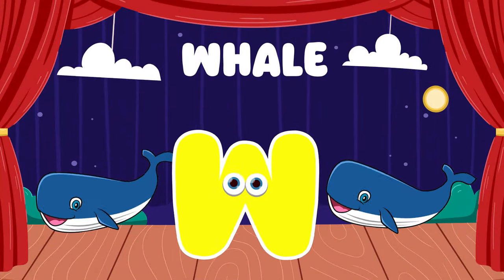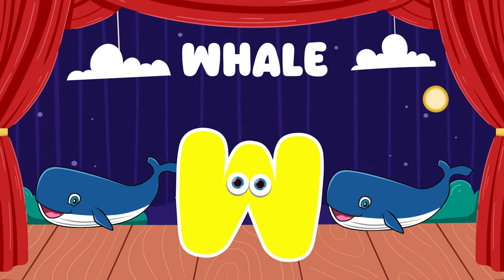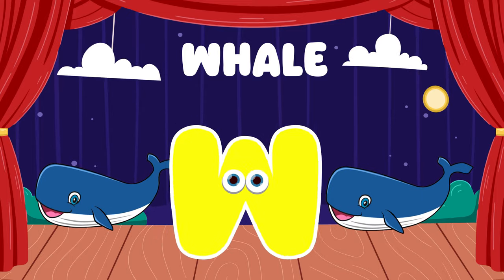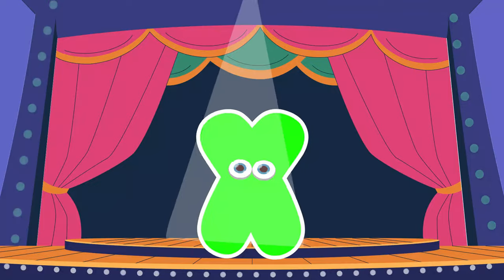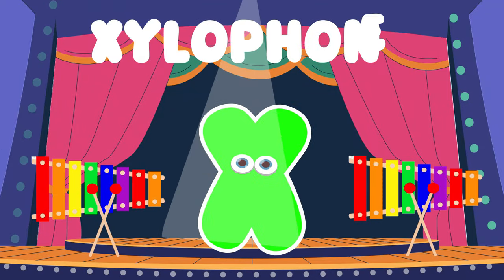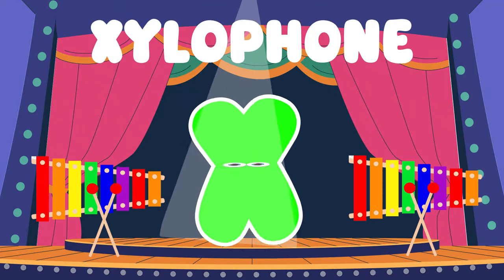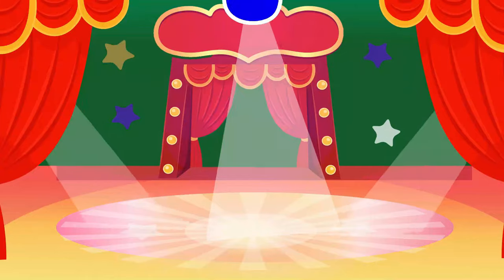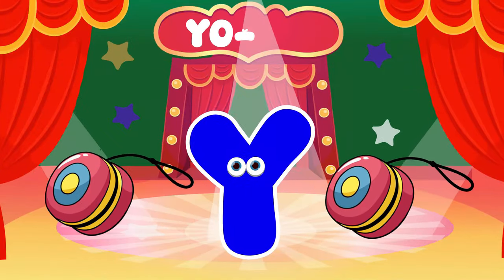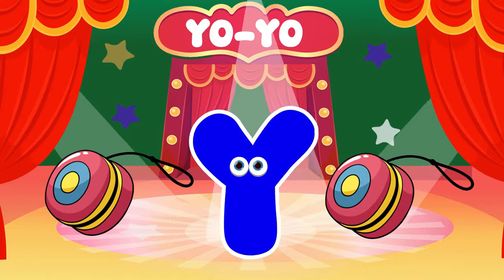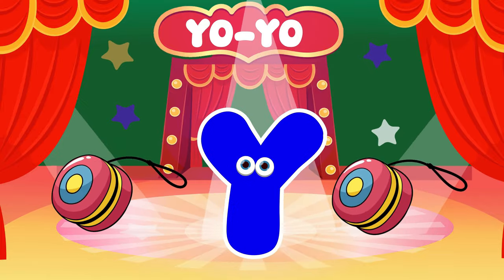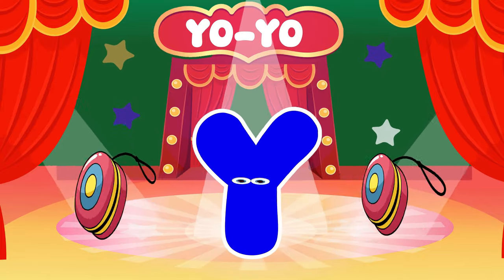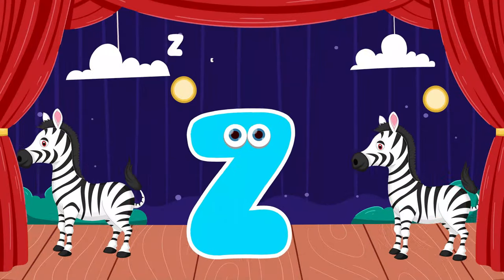W, w, whale. W, whale. X is for xylophone. X, xylophone. X, x, xylophone. Y is for yo-yo. Y, y, yo-yo. Y, yo-yo. Z is for zebra.